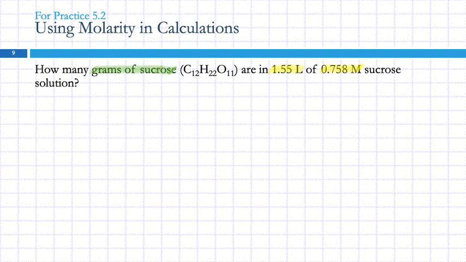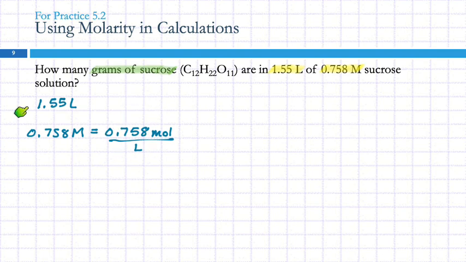So I've been given two numbers. I've got 1.55 liters, and I have 0.758 capital M. The capital M is easier to type, but just like with density, with the slanted fraction, here we're writing with our hands, so let's be clearer to ourselves what this is. This is 0.758 moles per liter. Because when you write it like that, now it looks like a conversion factor, right?